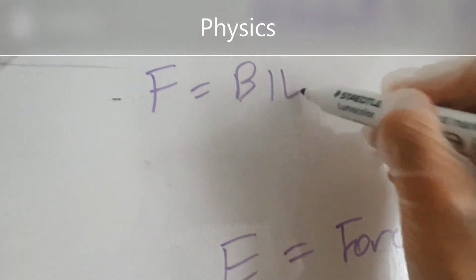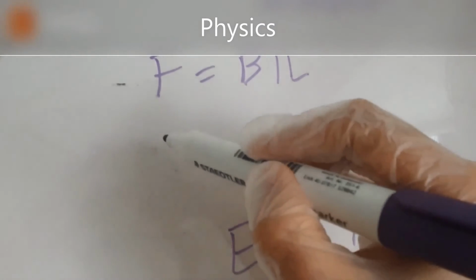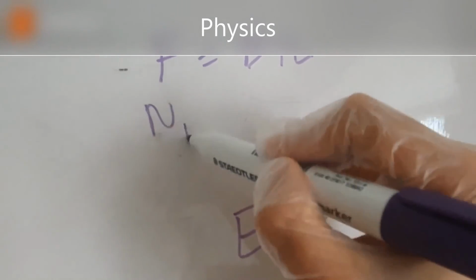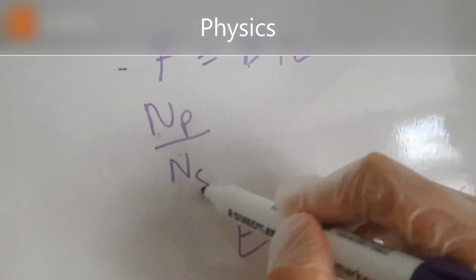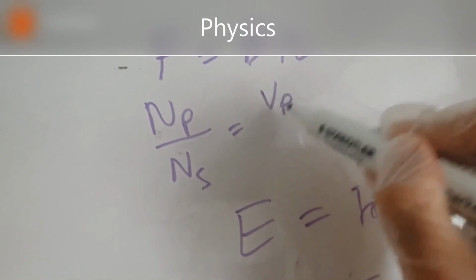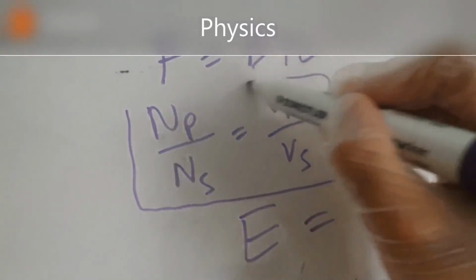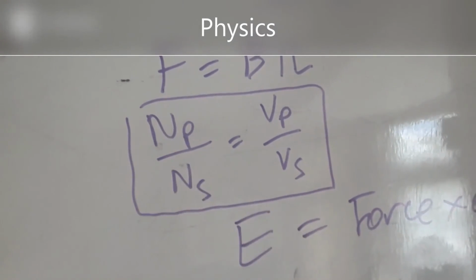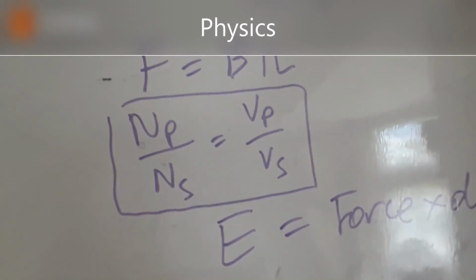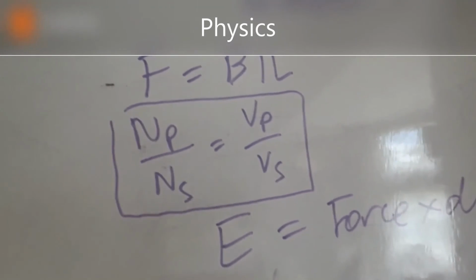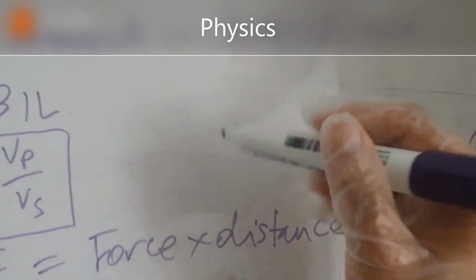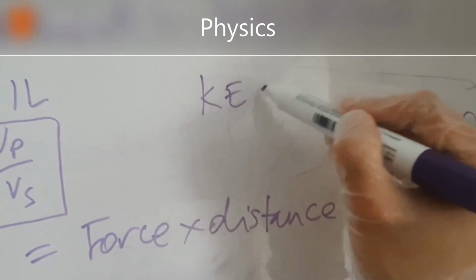Force is equal to BIL, where B is magnetic flux density or magnetic strength, I is the current, L is the length, N is the number of turns, V is the voltage. P is primary, S is secondary. And kinetic energy is half mv squared, potential energy is mgh.